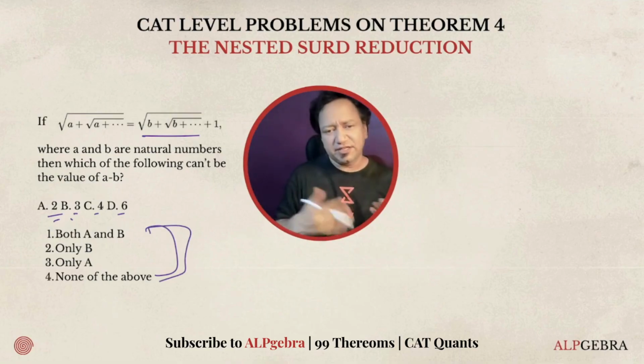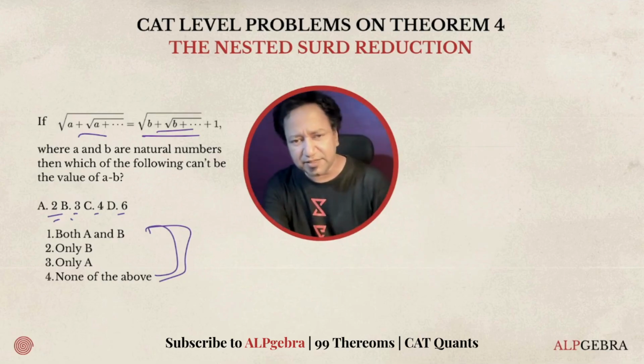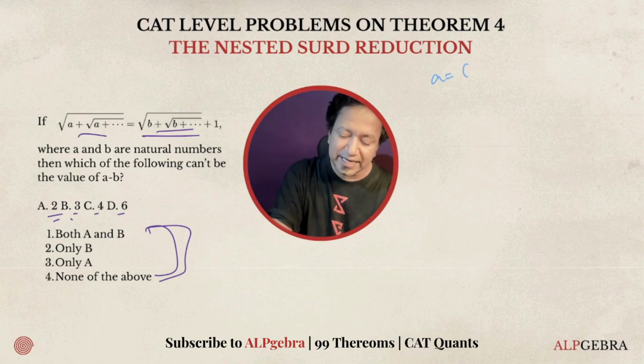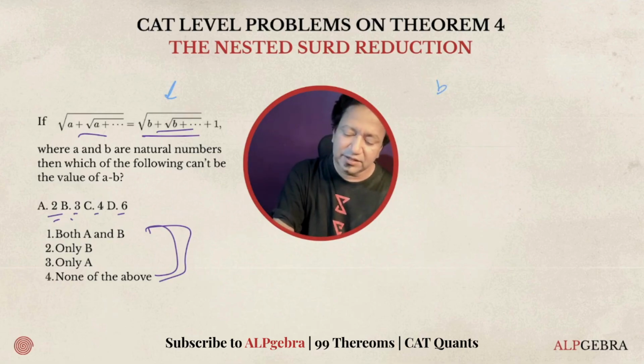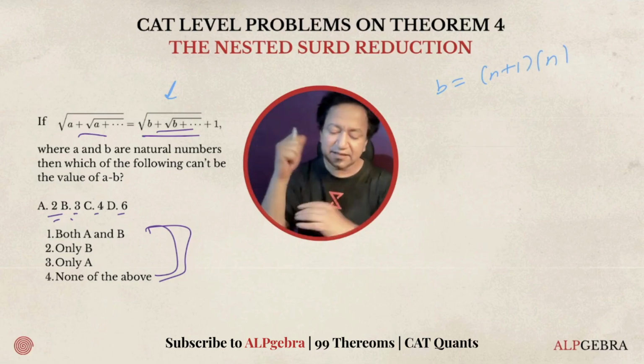Let's try to solve this question in 30 seconds. Okay, so this is what we already have. Now we know one thing for sure, because A and B both are natural numbers as given in the question, what if I assume A is equal to, let's say, n plus 1, or let me go for B because B is on the right hand side. What if I assume B to be equal to n plus 1 multiplied by n? That has to be there, right? Because they are natural numbers. It says can't be the value.